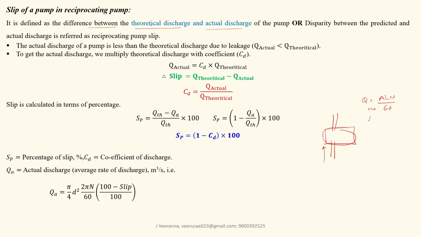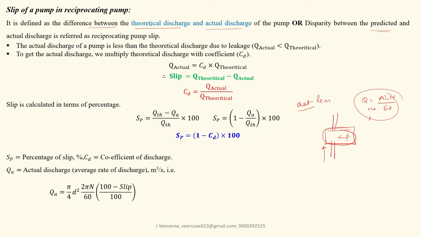So in this condition, whatever we actually get will always be less than the theoretical discharge. Maybe there are other reasons, due to friction, or the vacuum will not be created, or due to any leakage, everything may be a chance. So in this condition, the actual discharge will always be lesser than the theoretical. That difference is called your slip. So the difference between the actual and your theoretical, that is called your slip, or the disparity between your predicted and actual discharge is called your slip.